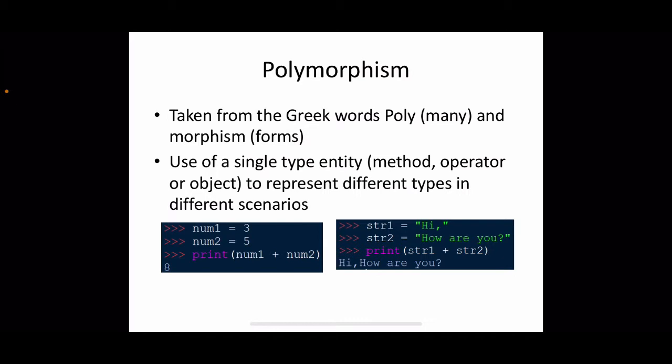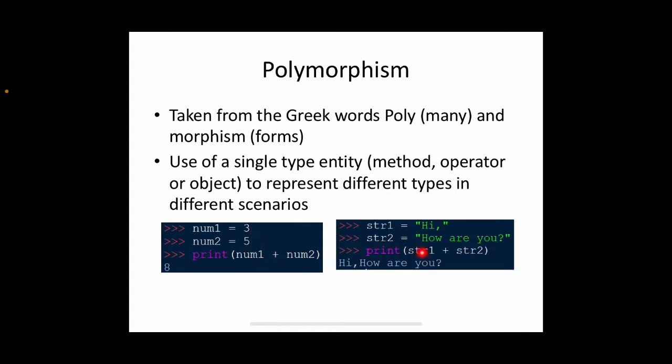For example, we are already familiar with one type of polymorphic operator, plus. Depending on the type of operand, it functions differently. Here we are giving two different integer numbers, number 1 and number 2, as operands for this plus operator. So it will simply perform arithmetic addition.